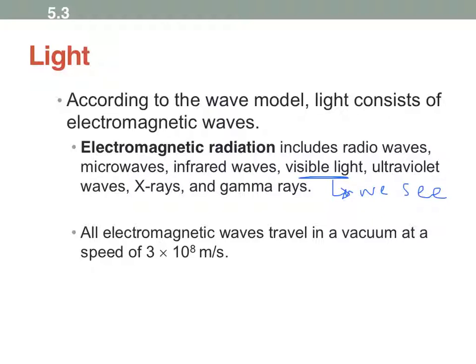So some of these are going to have higher frequencies. They're going to be more dangerous to us. The last bullet here is just kind of already what I've talked about. If you've got waves traveling in a vacuum, we're going to use a constant. The speed of light is always going to be 3 times 10 to the 8th meters per second.